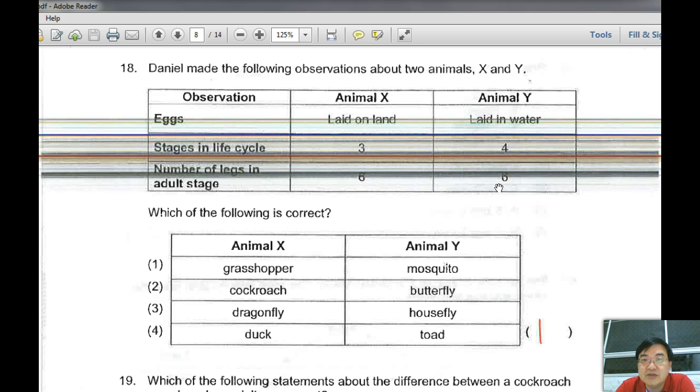So what you need to do is watch out for the laying of eggs in water. Laying eggs in water, you can have mosquito, cannot be the toad. Why? Because it must be the one having 6 legs, right? So it is mosquito. Answer is 1, right? Mosquito. And check the other side, grasshopper, right? Lays eggs on land and has a 3-stage life cycle.